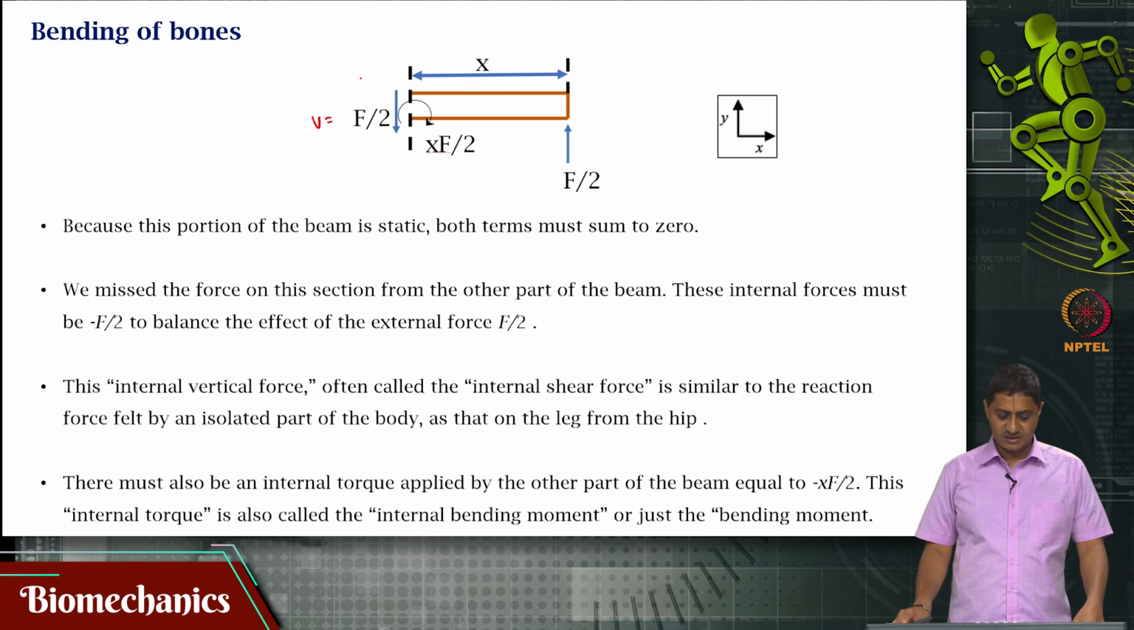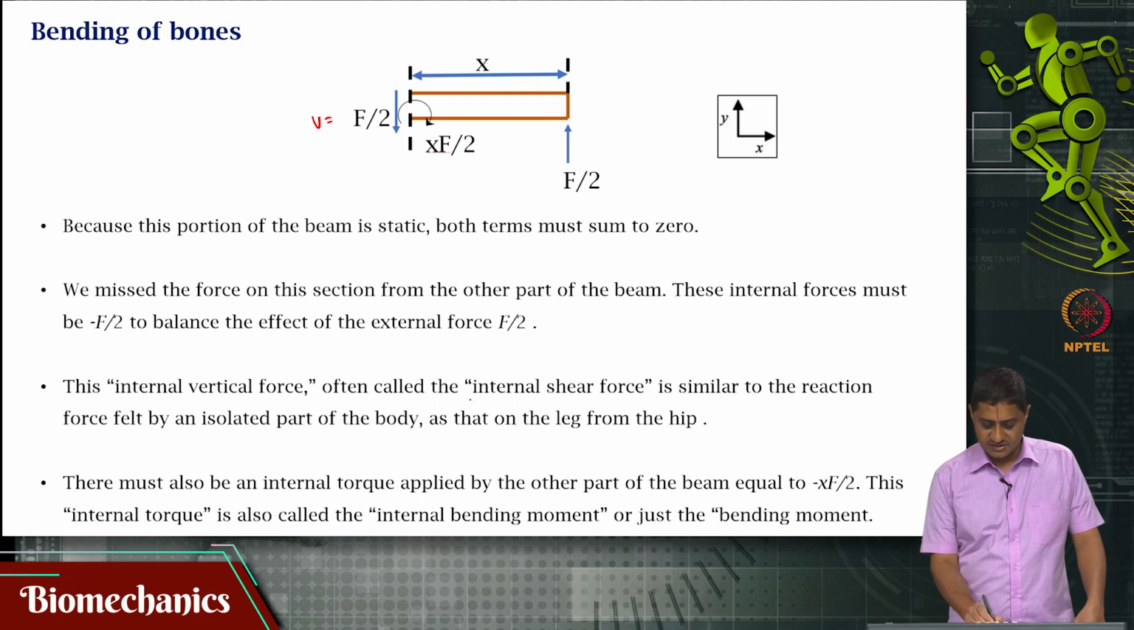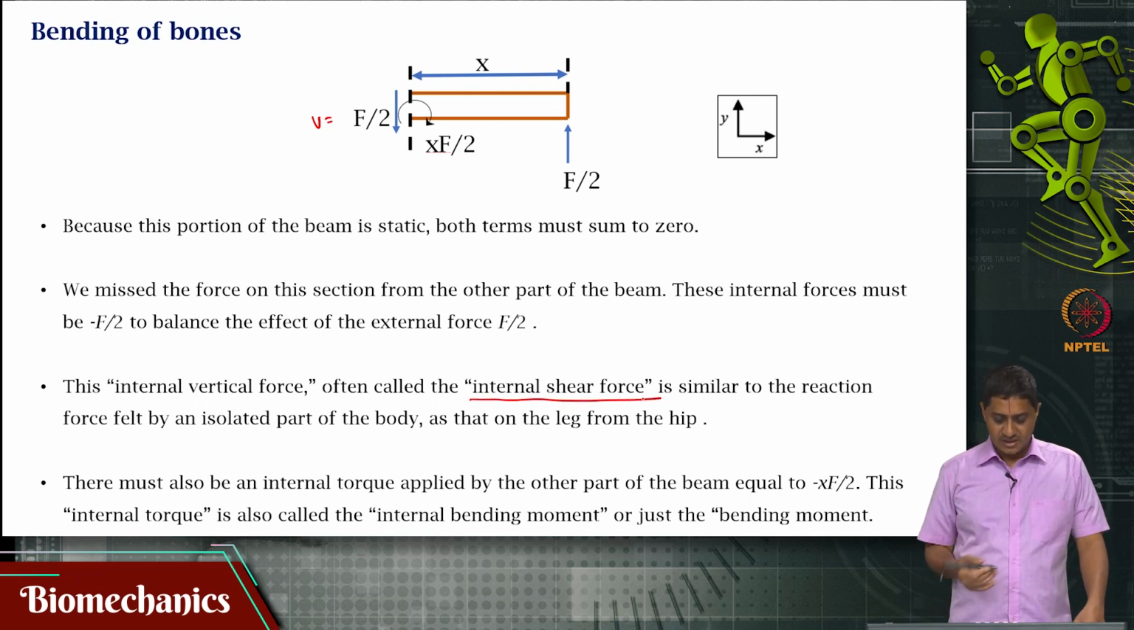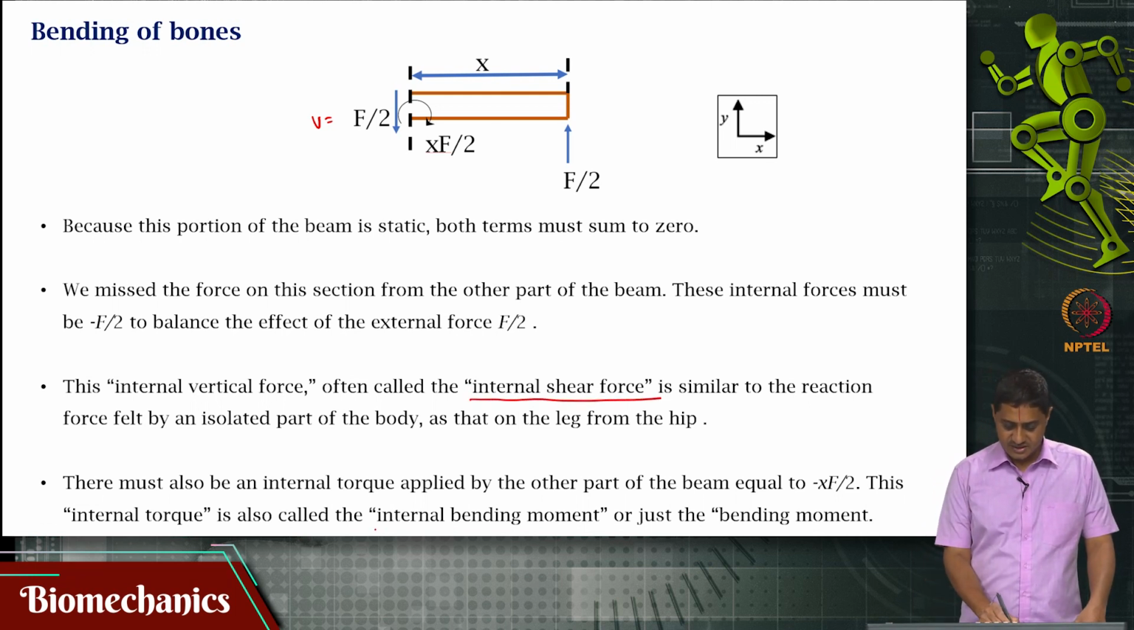This is what we have seen. How did we find this? What is the principle based on which we found this? That the beam as a whole is in equilibrium. If the beam as a whole is in equilibrium, that means that sections of this beam are also in equilibrium. This internal vertical force is called as shear force, and this internal torque is called as bending moment.